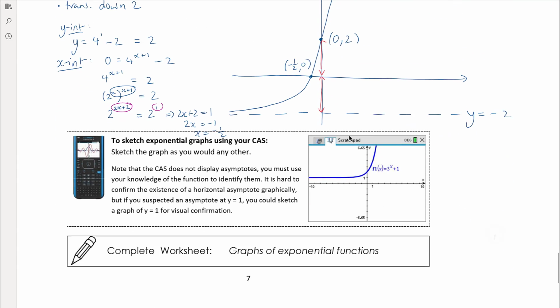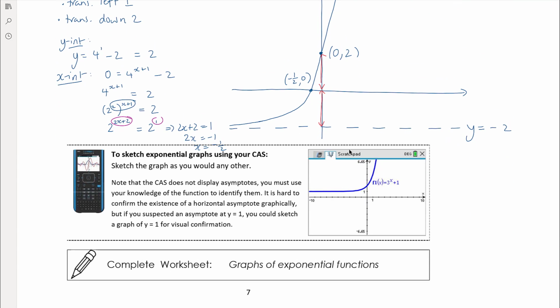A little box here about sketching exponentials using your CAS, no different to sketching any other graph. Enter in the equation. Again, note that it doesn't actually draw in the asymptote. So if you suspect an asymptote at y equals 1, perhaps you could draw the line y equals 1 to see whether that looks like an asymptote. But really, you're going to need to rely on your understanding of the function to know that when you translate this graph onto paper, you need to draw in the asymptote.